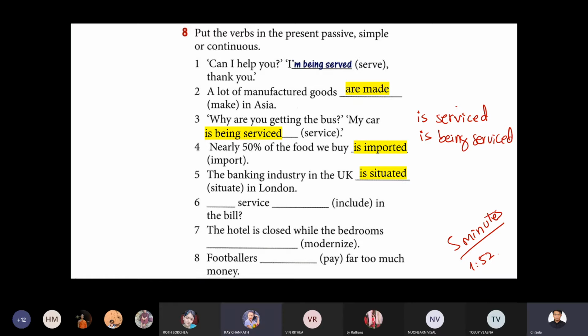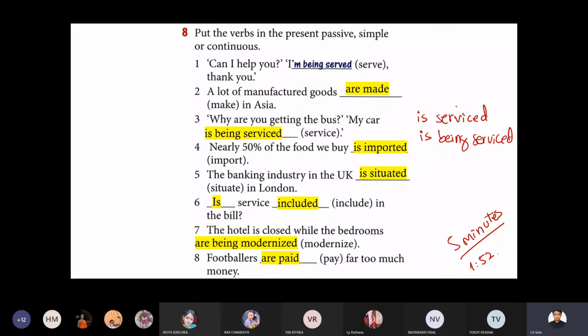Number six, anyone? Is service included in the bill? Okay. Number seven, the hotel is closed while the bedrooms, what? Are being modernized. Okay, the last one, footballers are paid far too much money.